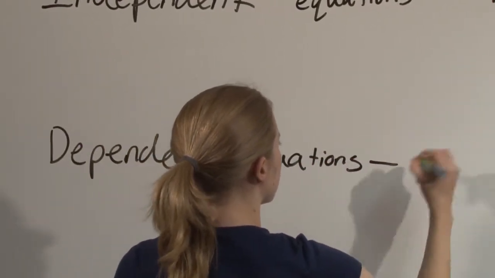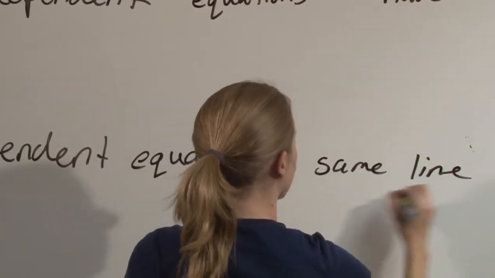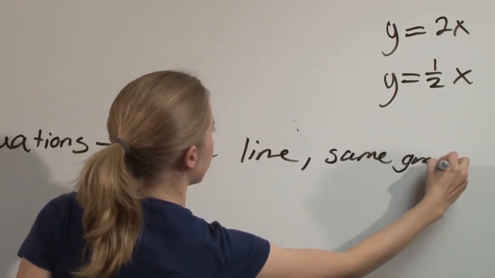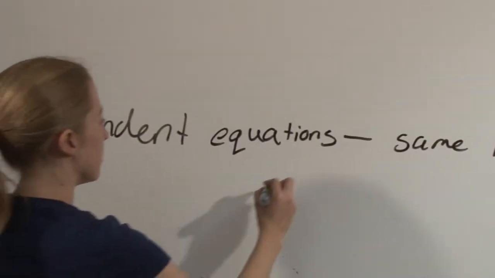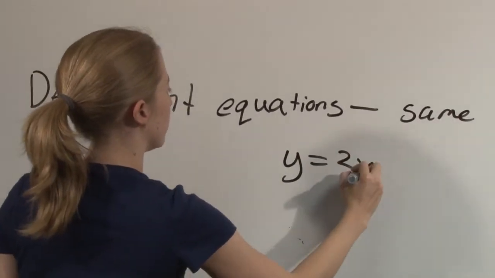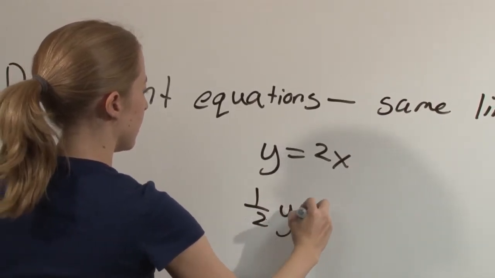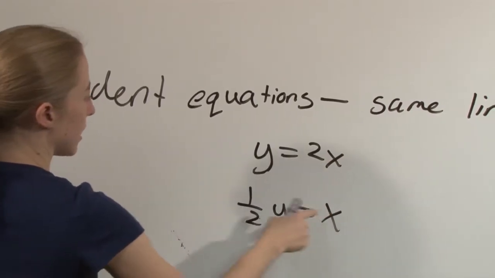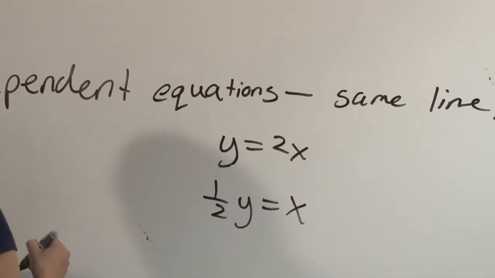Dependent equations basically are the same line and the same graph. And you'd think this would be obvious, but I can write the equation for the same line multiple different ways. Like this one, I could rewrite by dividing both sides by 2. So then I would have to put these equations into the same form to see whether or not I have the same line.